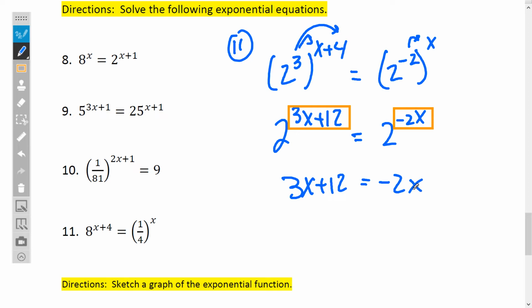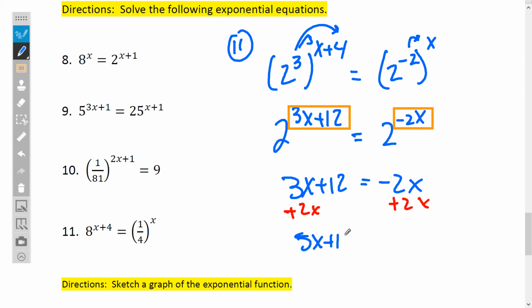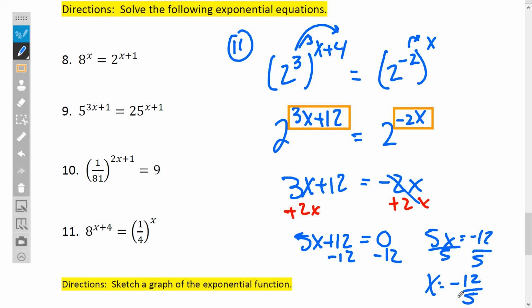Now in this one, it might be easier to bring the x values to the right-hand side, but we don't have to. So I can add 2x to bring this to the left side, and that will give me 5x plus 12 equals 0, because there's nothing left over there. I can subtract 12, and that gives me 5x equals negative 12, and I can divide by 5, so that gives me my solution, negative 12 over 5. A lot of these will be fractions, that's not a problem, so yeah, negative 12 over 5.